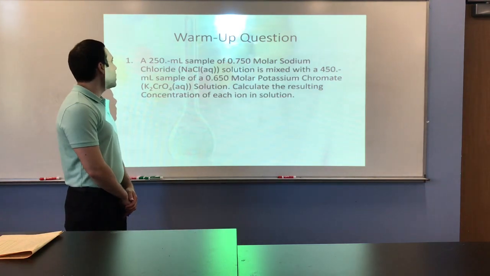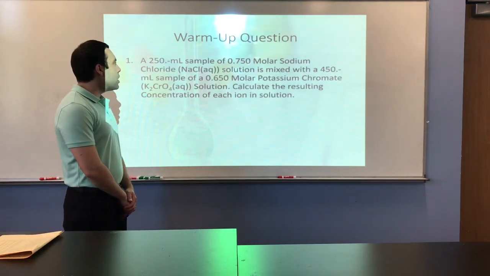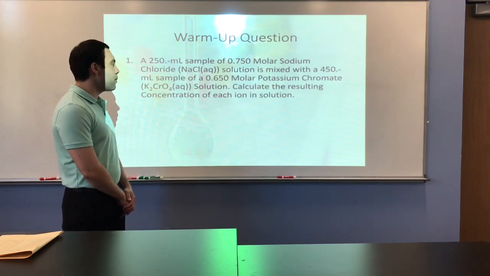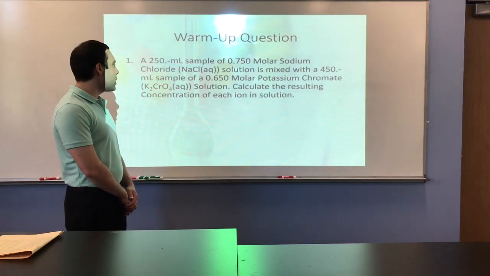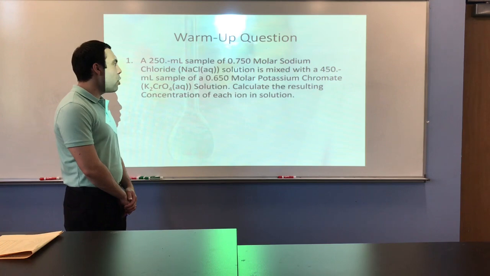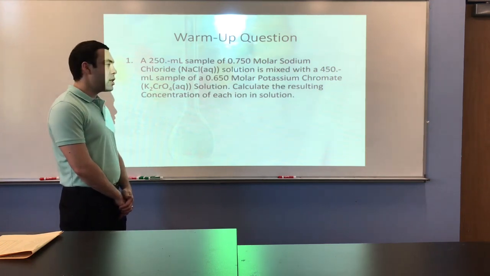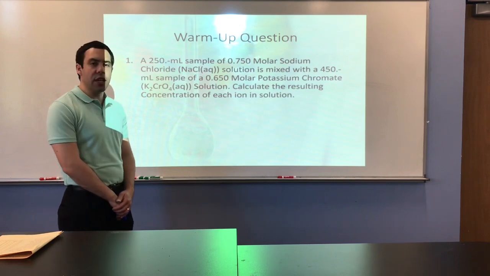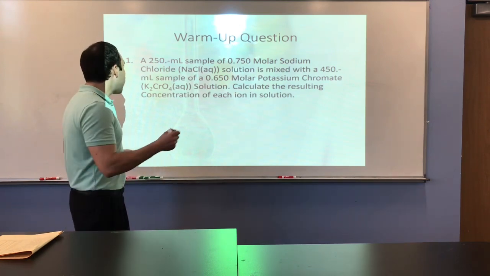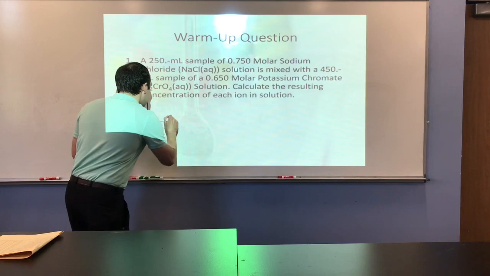Question number 1 states, a 250 milliliter sample of 0.750 molar sodium chloride, NaCl aqueous, solution is mixed with a 450 milliliter sample of a 0.650 molar potassium chromate, K2CrO4 aqueous solution. Calculate the resulting concentration of each ion in solution. So first, let's draw a little diagram.